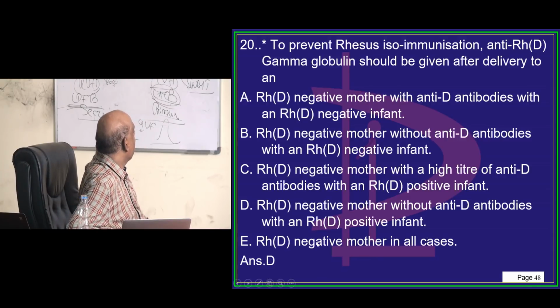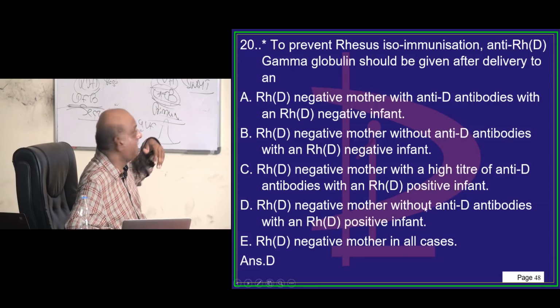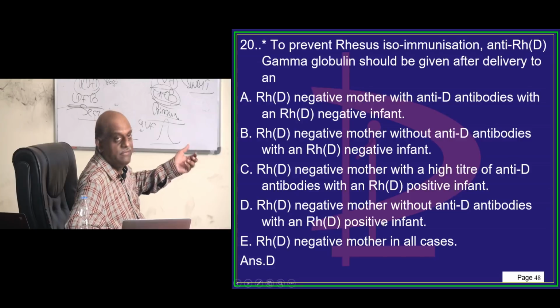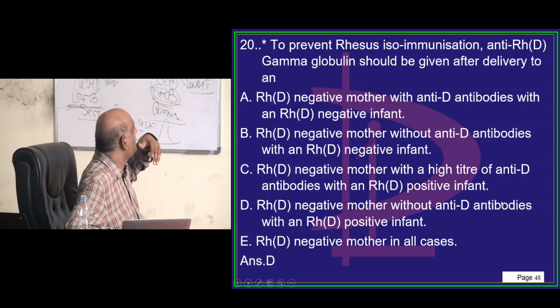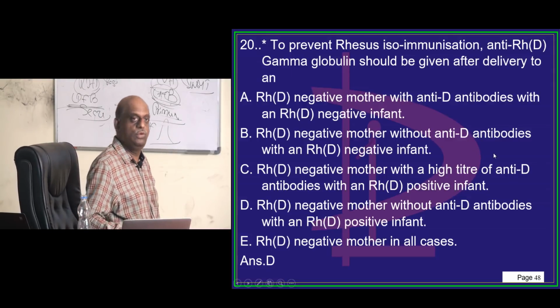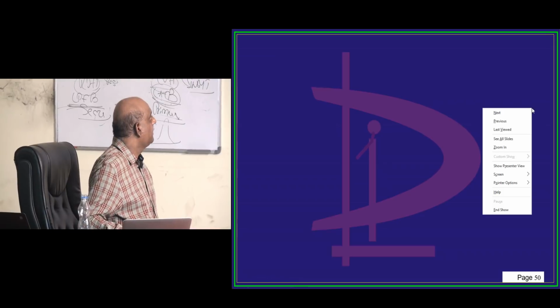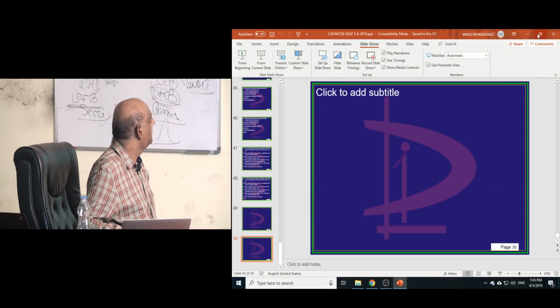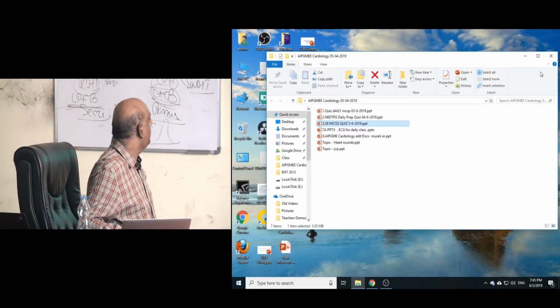Question number 20. It is an RhD negative mother without anti-D antibodies with an RhD positive infant. To prevent rhesus immunization, you have to give the immunoglobulin is what you have to remember. There is the next quiz, no? One more quiz. So let's look into the day before yesterday's quiz.